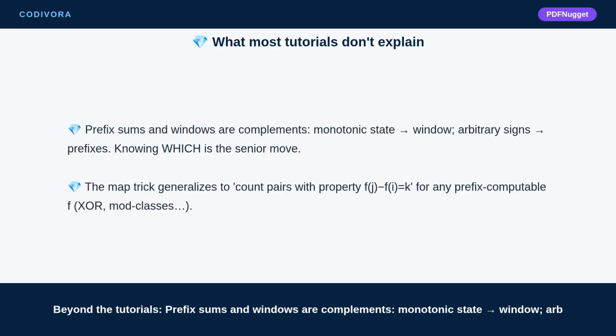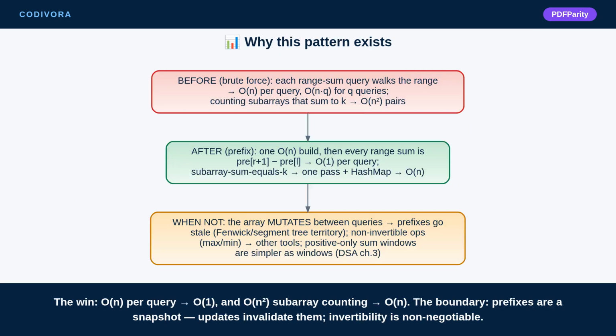Let's slow down and really build this up from scratch, one piece at a time. The win: O of n per query, then O of 1, and O of n squared subarray counting, then O of n. The boundary: prefixes are a snapshot, updates invalidate them. Invertibility is non-negotiable. Trace the arrows on screen slowly. That single picture is the whole idea in one glance.